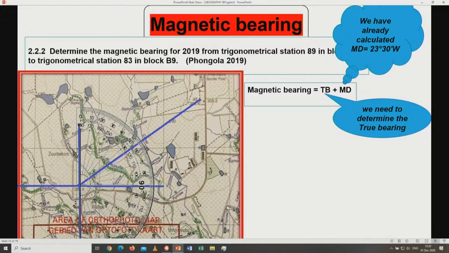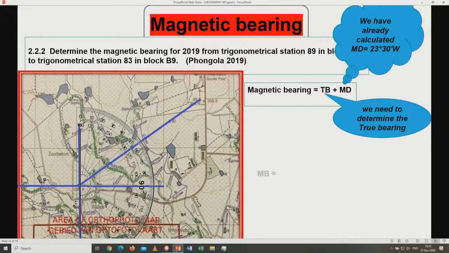You place it in a clockwise direction, in a vertical manner. Do not place it horizontally. You must place it upright from 12 o'clock, because this is said to be moving in a clockwise direction. So your zero must be at 12 o'clock. If I use a time phrase, it must be on 12 o'clock. Then you move in a clockwise direction from there to determine the angle.